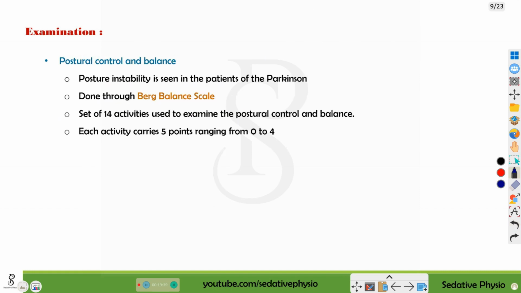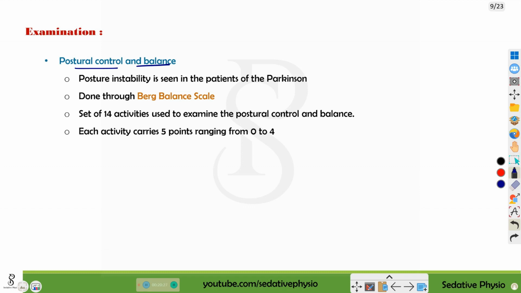After this MMSE, we have to check for the postural control and the balance. Here in the case of Parkinson's, the postural control and balance is totally affected. How? See, the patients of Parkinson's have a postural deformity. I have already discussed it earlier. The patient of Parkinson's keeps his or her upper trunk forward flexed, and due to this forward flexion of the upper trunk, the center of gravity shifts upward, and if the center of gravity shifts upward, then there will be loss of proper balance in the person.